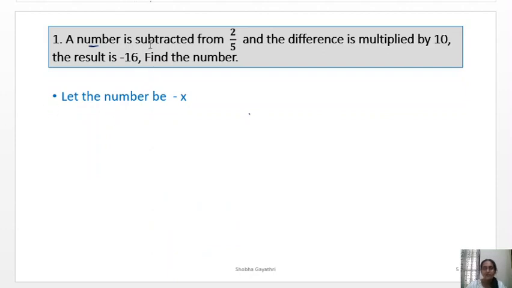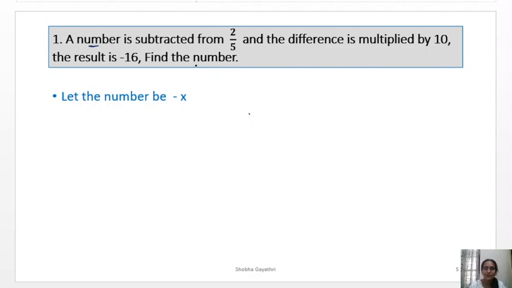Let us translate this question in word format to an algebraic equation. You know how to translate a word statement to an algebraic equation. Once you get the algebraic equation, you know the rules, you know the transposition method to find the unknown quantity, to find the value of the variable. Thereafter, you can find the solution to the problem. Now, a number is subtracted from 2 by 5 and the difference is multiplied by 10. The result is minus 16. Find the number. Very easy question.